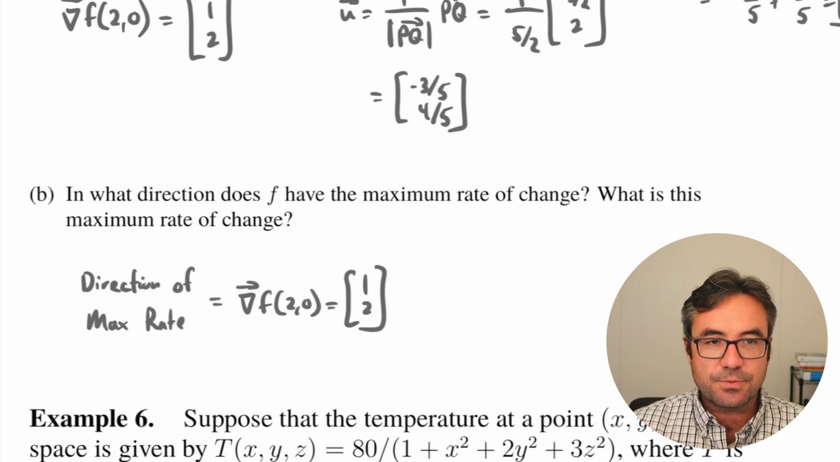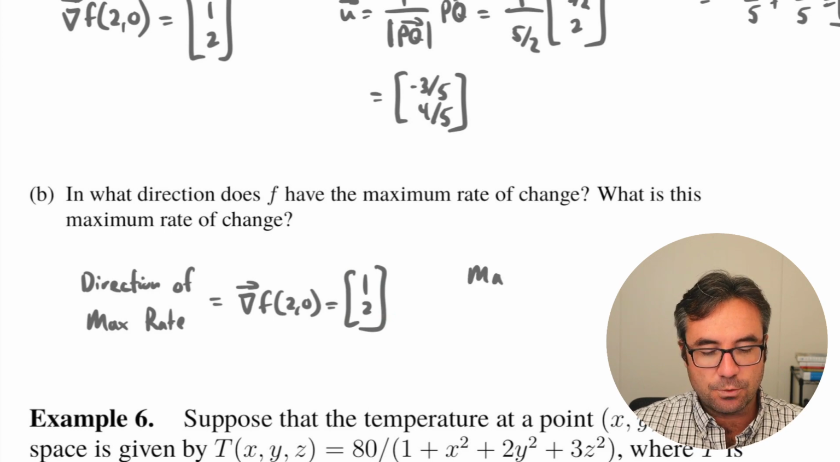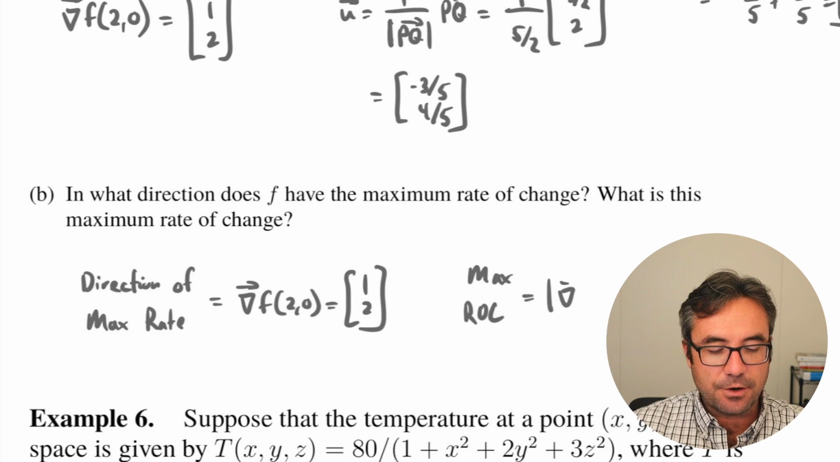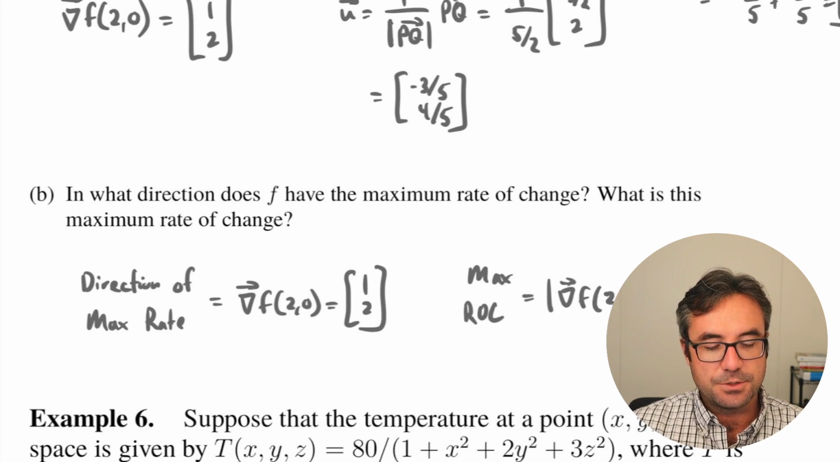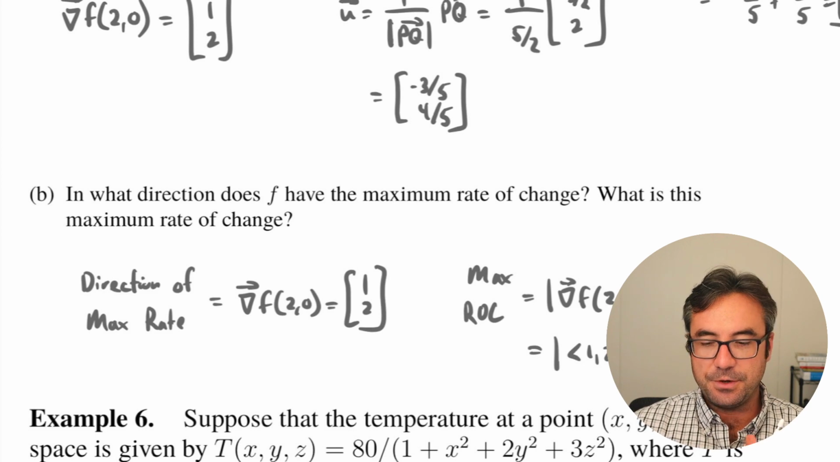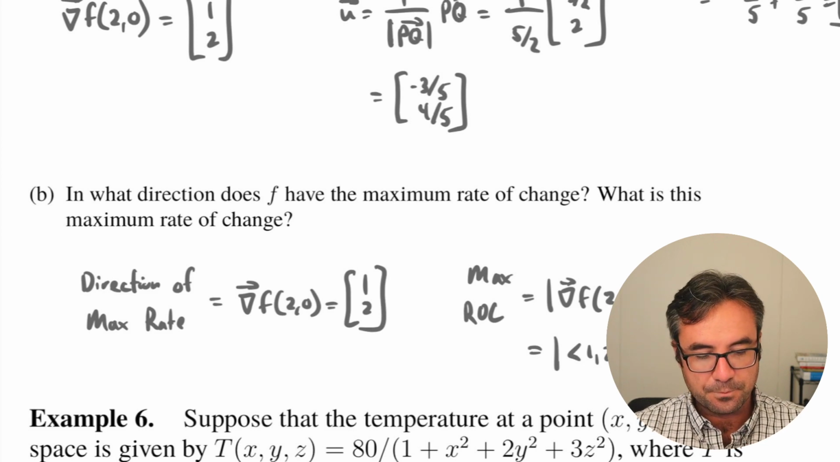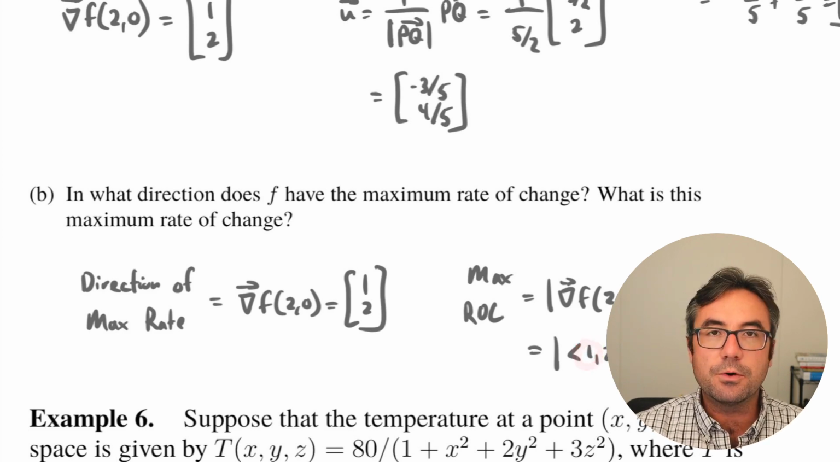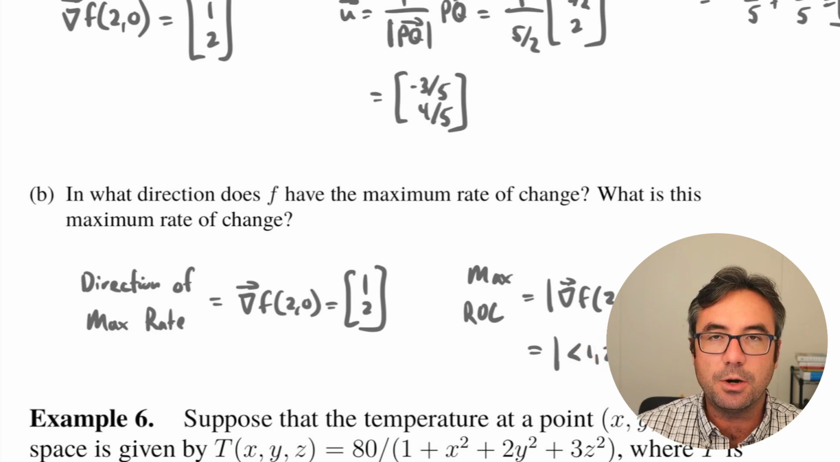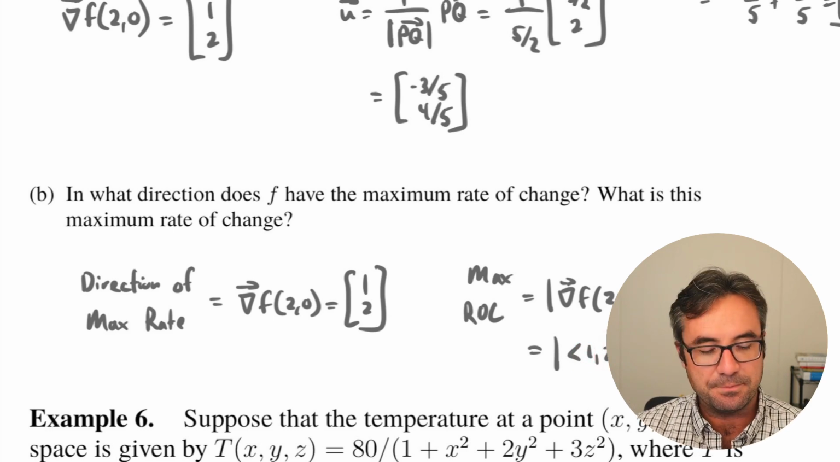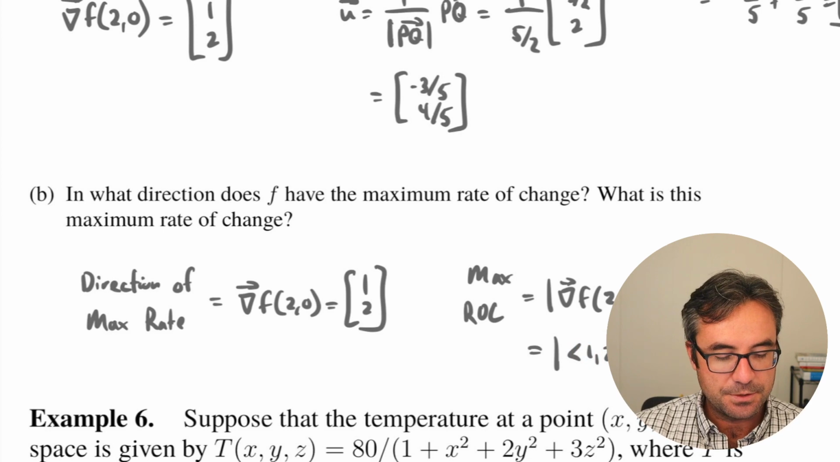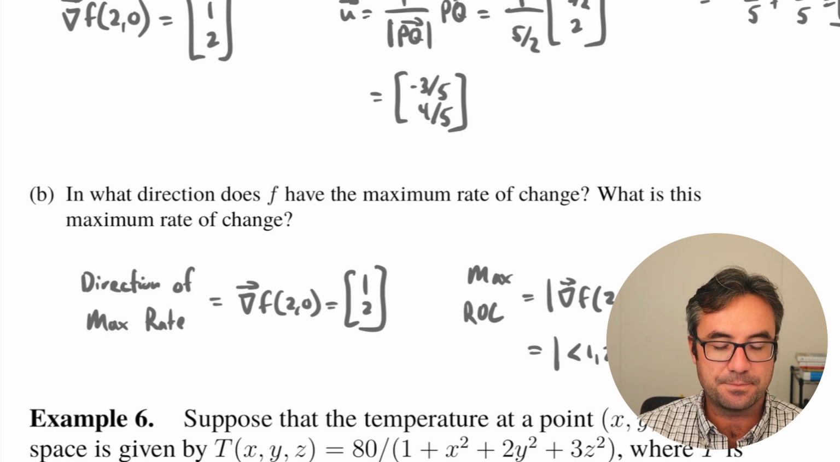And what is the max rate of change? So the actual rate of change is the length of our gradient vector at this specific point. So we want to calculate the length of this vector 1, 2. And if we do that, square the first component, square the second component, add them up, we get 5, and then do the square root. So this ends up being square root 5.